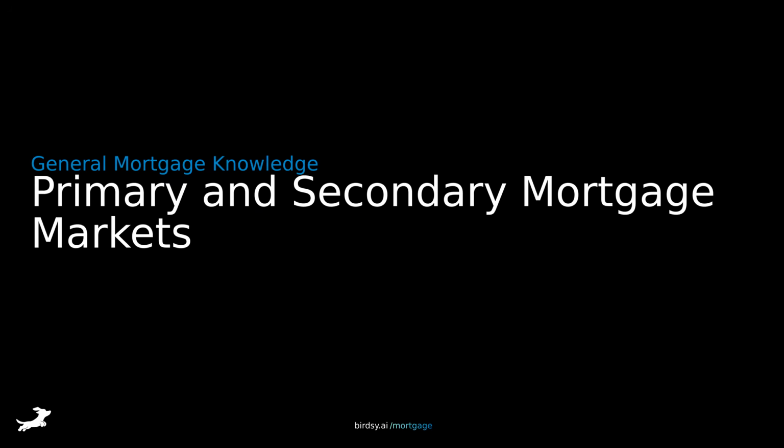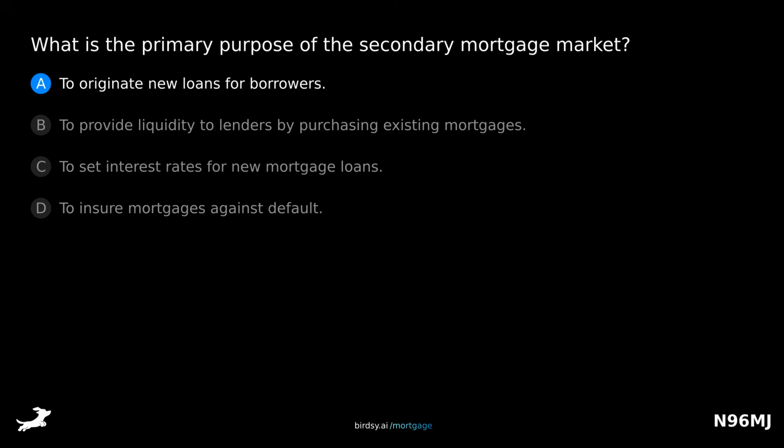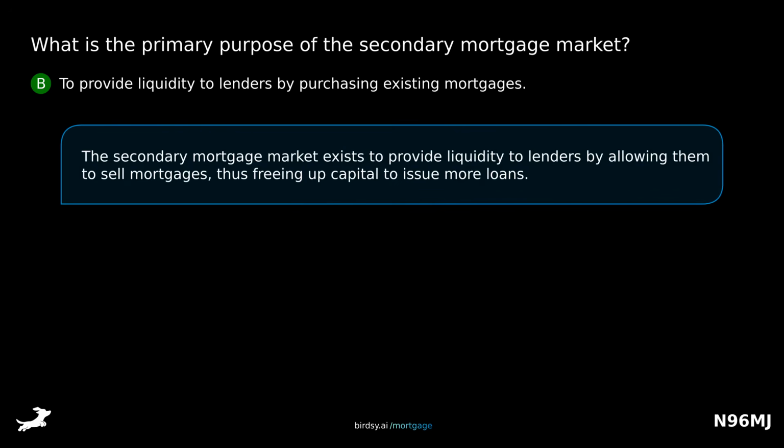Primary and secondary mortgage markets. What is the primary purpose of the secondary mortgage market? Is it A, to originate new loans for borrowers, B, to provide liquidity to lenders by purchasing existing mortgages, C, to set interest rates for new mortgage loans, or D, to insure mortgages against default? The answer is B, to provide liquidity to lenders by purchasing existing mortgages. The secondary mortgage market exists to provide liquidity to lenders by allowing them to sell mortgages, thus freeing up capital to issue more loans.